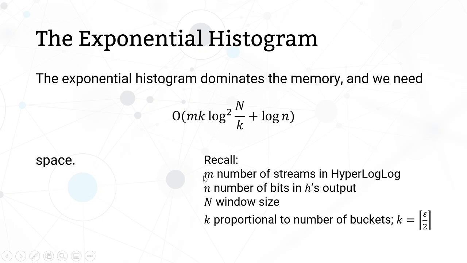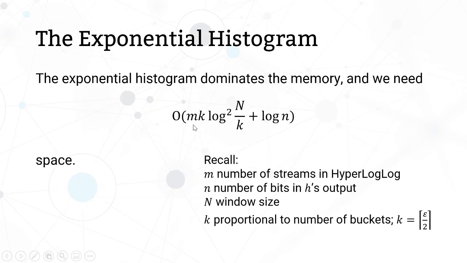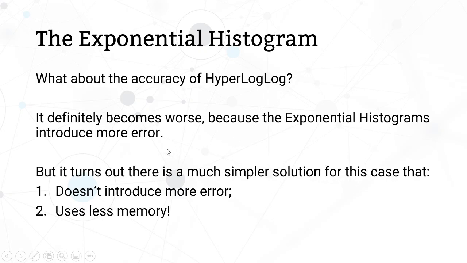And the exponential histogram, of course, dominates the memory, because we have m things, and all of those m buckets, as we saw here, this array W of size m. This is not an array anymore, but this array is actually an exponential histogram, so it requires this much space, k log squared n over k. And of course, the accuracy becomes worse, because the exponential histograms introduce more error.